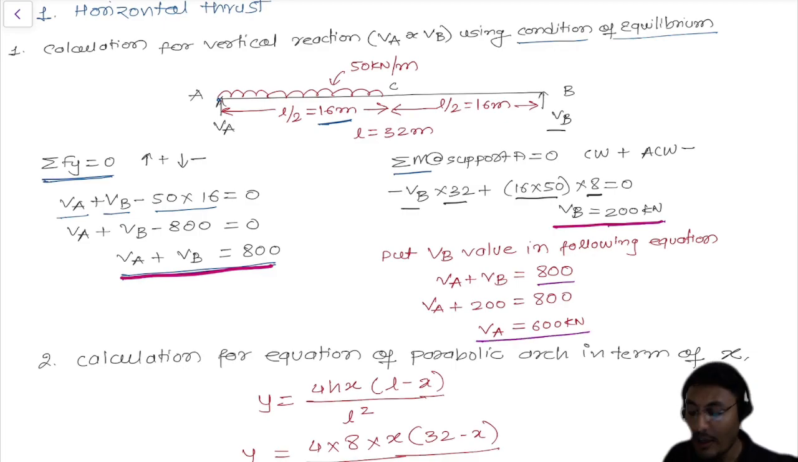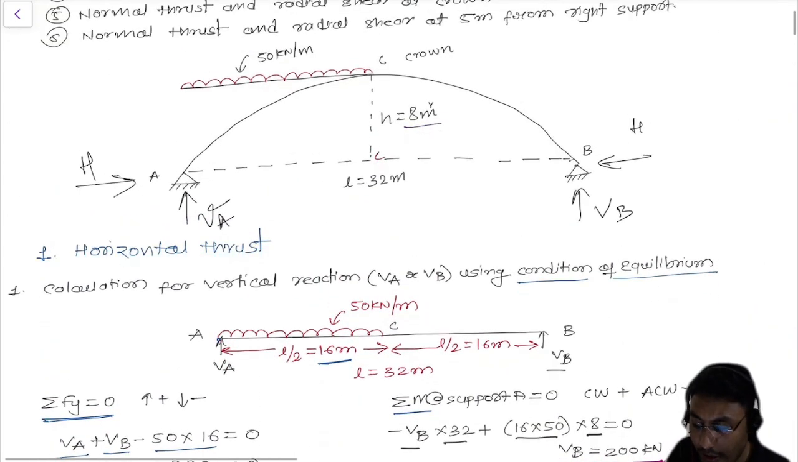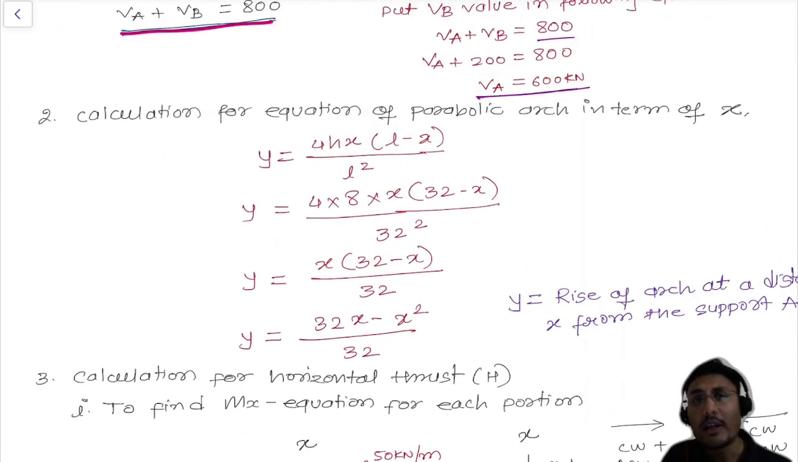Now see, it is very simple. We calculate the value of VB and we calculate the value of VA. That's very easy. Correct? Now let's jump into the next equation to calculate the horizontal thrust, because in this video we need to calculate the horizontal thrust. So the second step to calculate the horizontal thrust is to use the equation of the parabolic arch in terms of x. This is the equation of the parabolic arch: y equals 4 into h into x times (L minus x) divided by L square. Here you can see h defines the height.